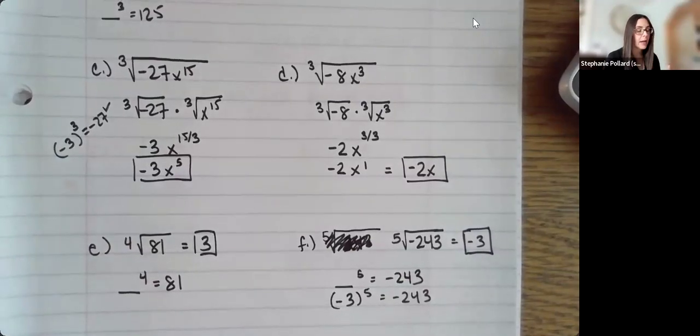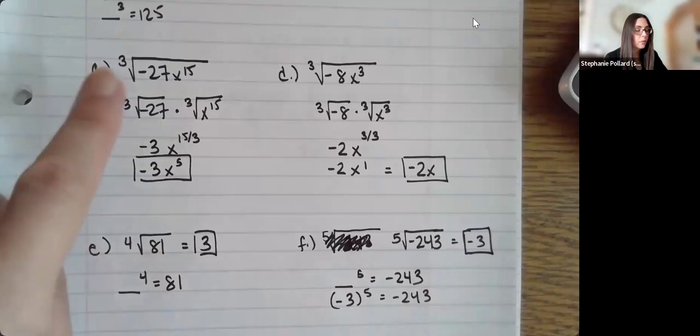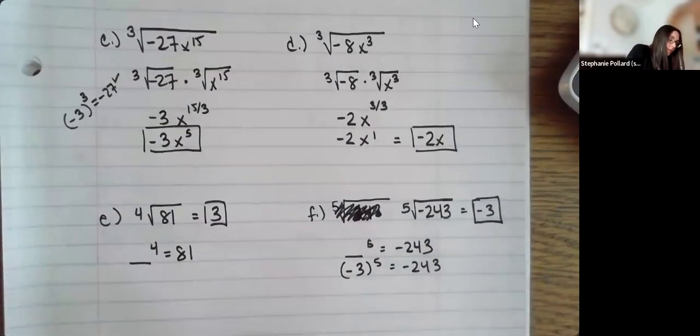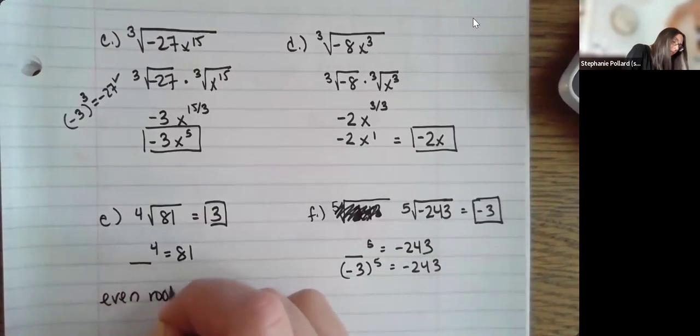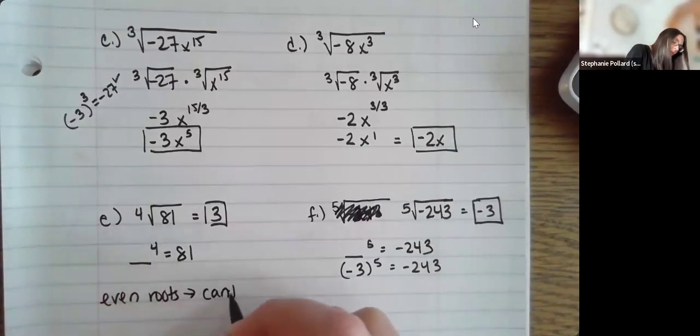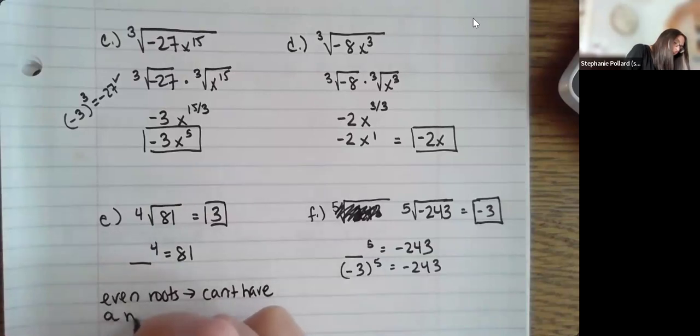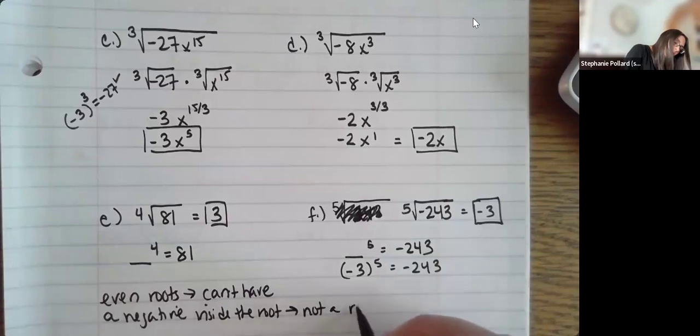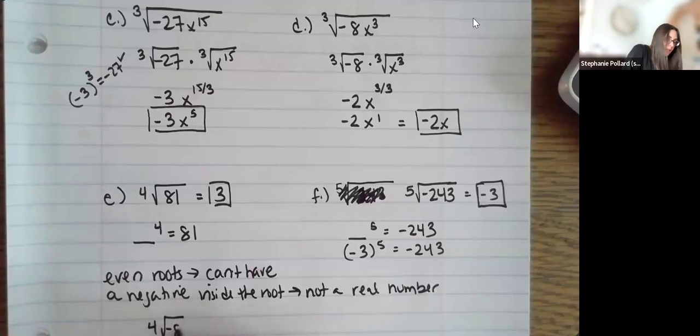Okay. Now, I want to remind you that when you're working with odd roots, you absolutely can have negatives under the root there. They do work out perfectly fine. When you have even roots, though, you can't have a negative inside the root. That is not a real number. So for instance, if I did the fourth root of negative 81 instead, this would actually be sort of like a no solution, or it's not a real number.